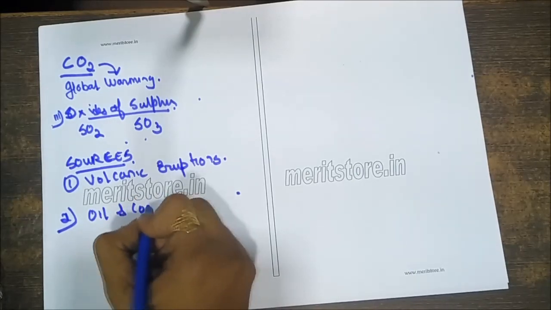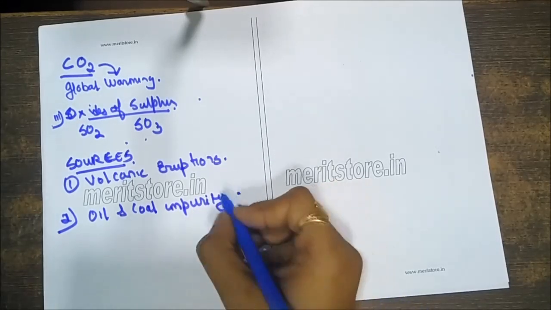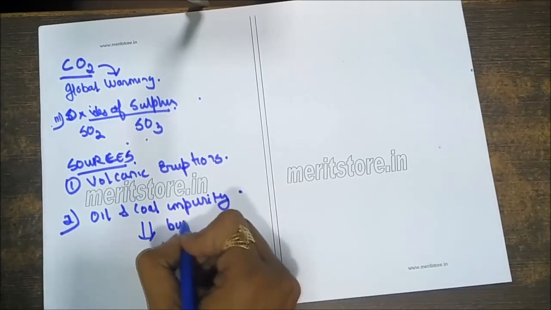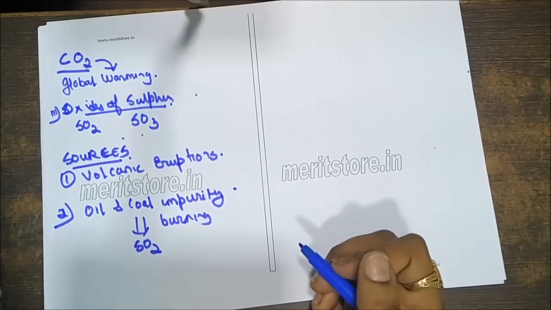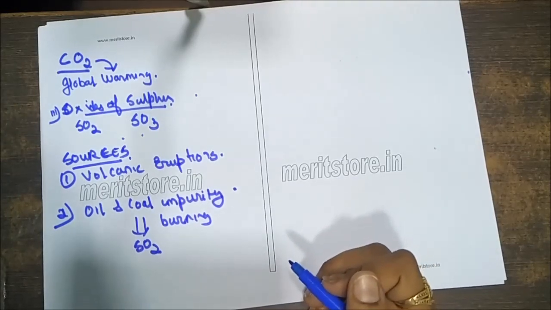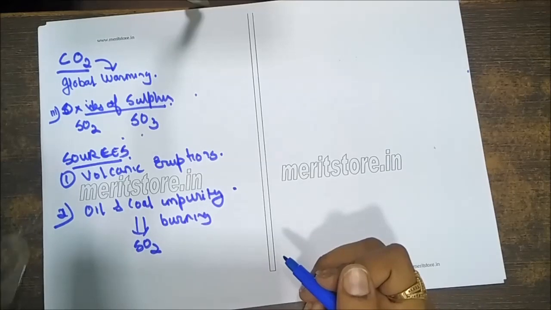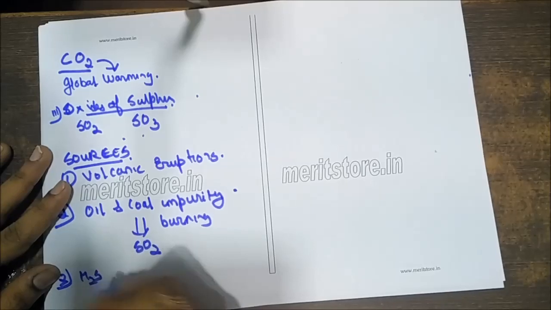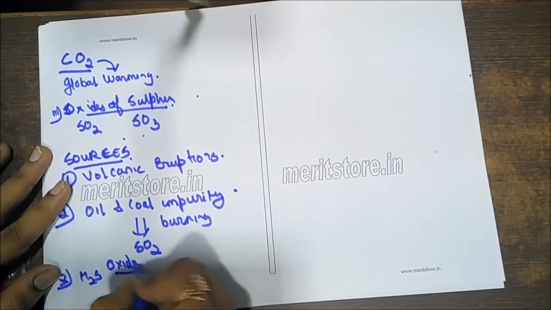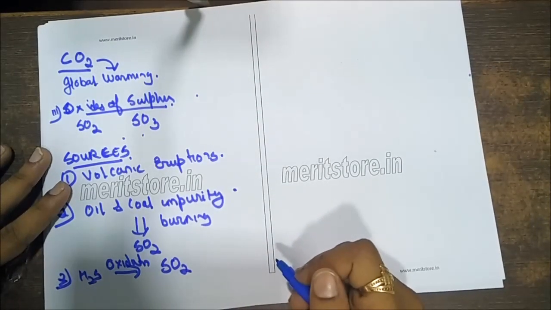then oil and coal impurity. They both, on burning, would release sulfur dioxide in the atmosphere. Then hydrogen sulfide, when it is discharged into the atmosphere by a natural process, is converted to sulfur dioxide by oxidation. Okay. So even H2S discharge, or H2S undergoes oxidation, to again form sulfur dioxide in the atmosphere.